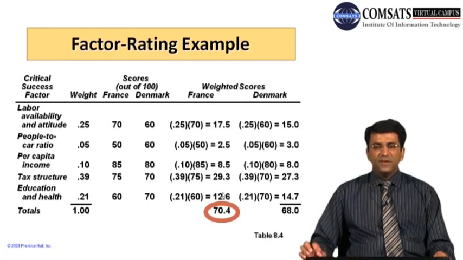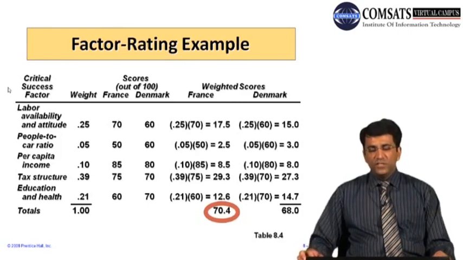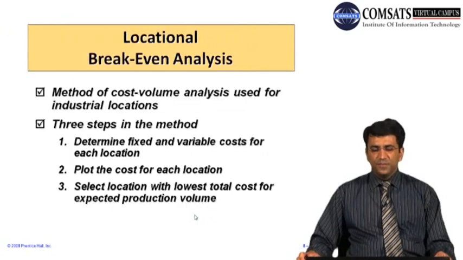So this is the factor rating example, that is how we can find out the location for our organization if we have different alternatives, and by the use of these critical factors we can always be able to find out the optimum location for our organization.